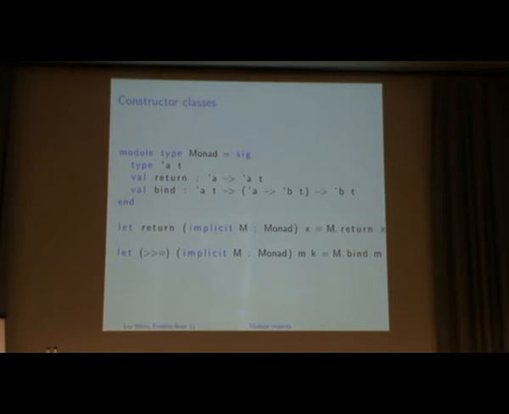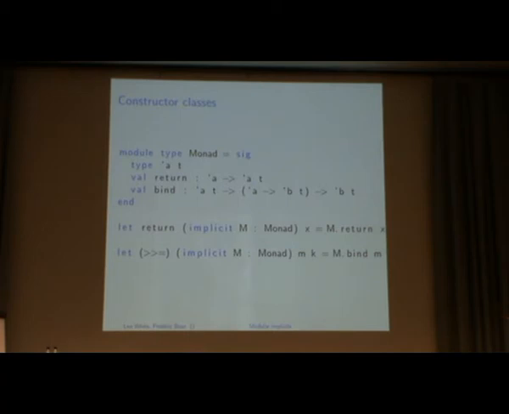Yeah, right. So constructor classes are a thing you can do in Haskell and in Scarlet as well. What they are is where you've got a type class, where the type that it's defined on is a parametric type. So it has a type parameter. A classic example is monad. We've got the type alpha t in this module type, and the appropriate things for return and bind, which we then lift to be functions that take an implicit monad argument.